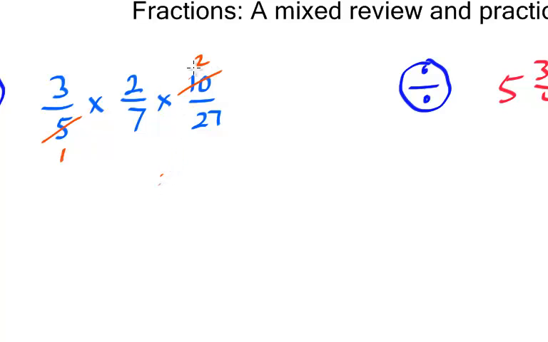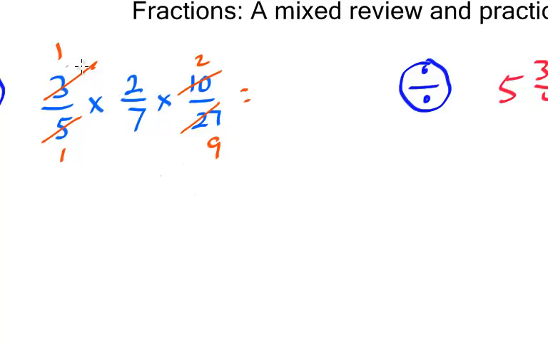Now, do not try to cancel this 2 and this 2. It has to be 1 on the top and 1 on the bottom. 3 and 27 have a common factor of 3. So 3 goes into 3 once. 3 goes into 27 9 times. You look very carefully to see if you can reduce anything else, and you actually cannot. Remember, you cannot cancel 2 tops or 2 bottoms. 1 on top, 1 on the bottom.